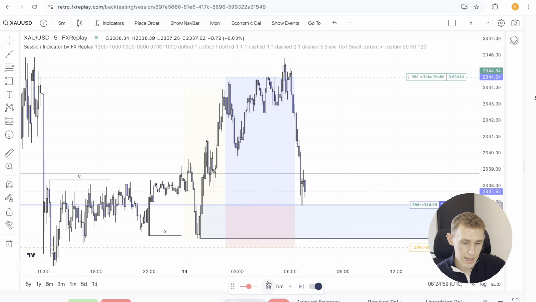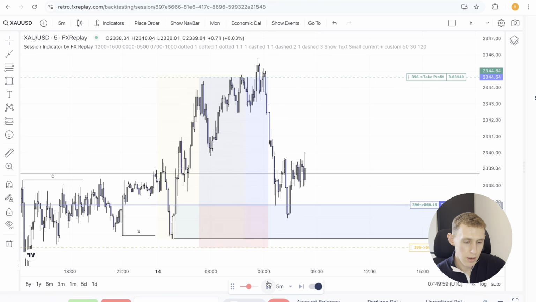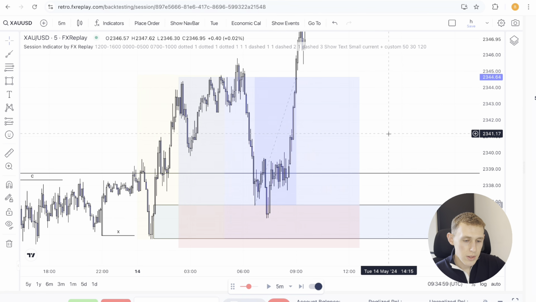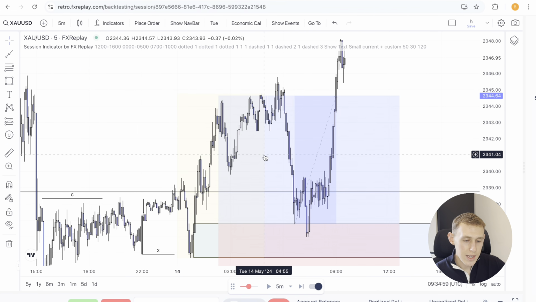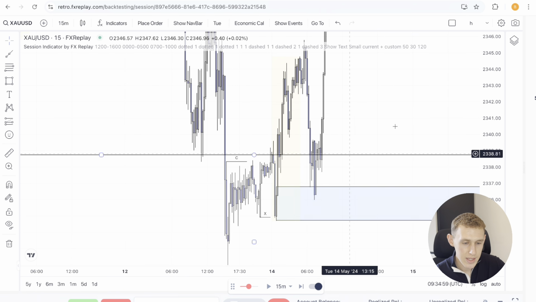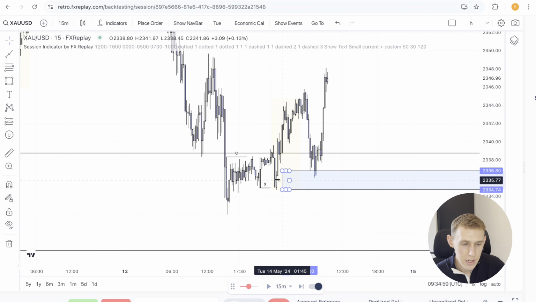Cool, let's see, we're tagged in. And there we go, so nice reaction there. Notice how price sort of rejects and struggles to break past the areas of supply and demand that sweep liquidity to the left, as we had in this case. You can also see in this case, it was a clear level of M15 demand.